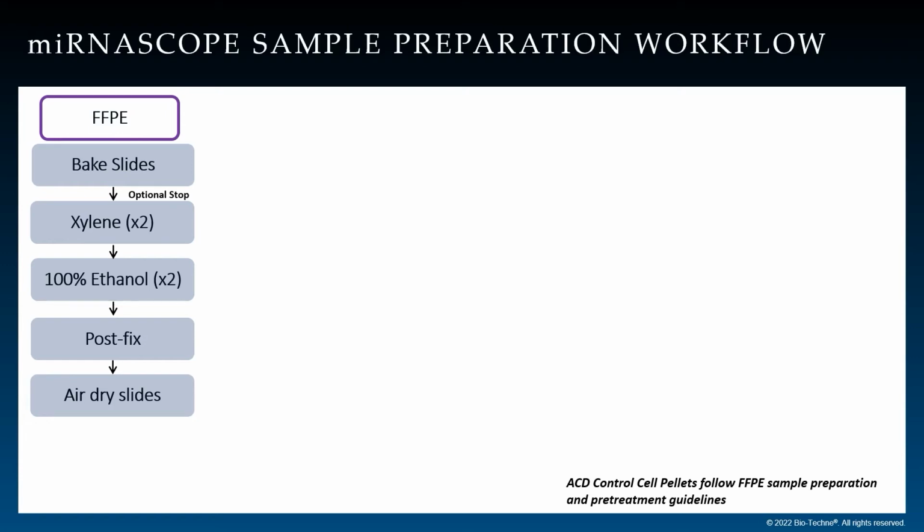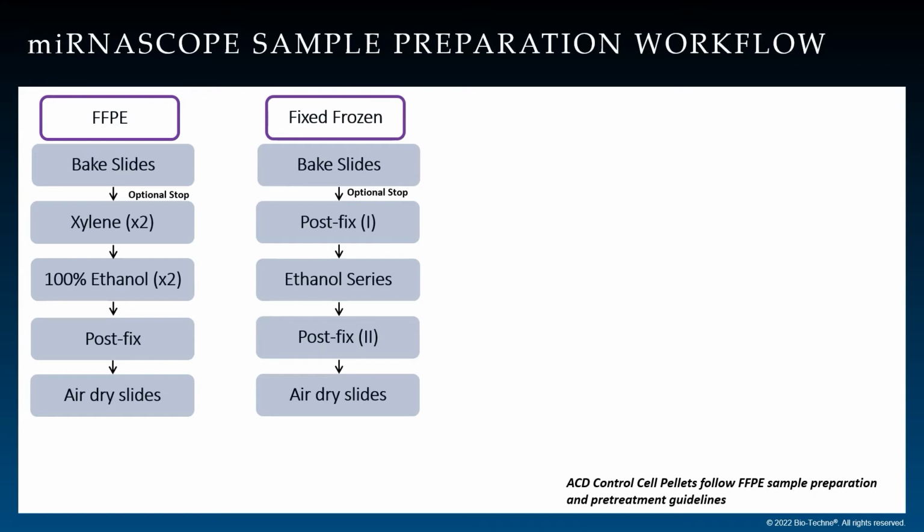FFPE sections require baking and deparaffinization with 2 xylene washes and 2 100% ethanol washes. There is also an optional stopping point between the baking and deparaffinization steps. FFPE sections are then post-fixed at room temperature, either overnight in 10% NBF or for 2 hours in 12% formaldehyde. Following post-fixation, the FFPE slides are air-dried.